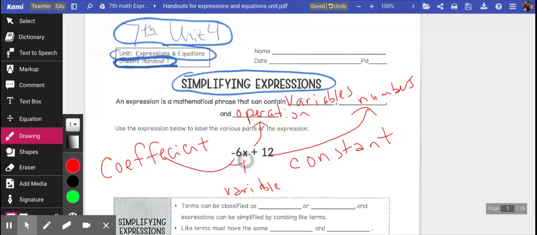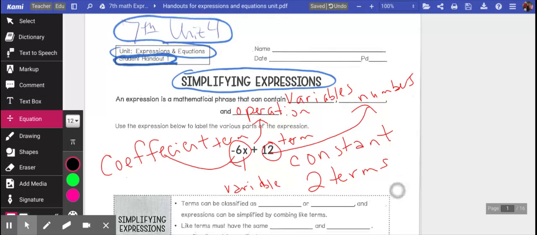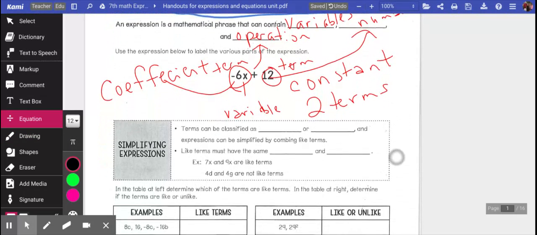And then this whole thing is a term. This whole thing is a term. So there is two terms here, separated by the plus and minus sign. Okay, so those are some vocab words that you need to know.